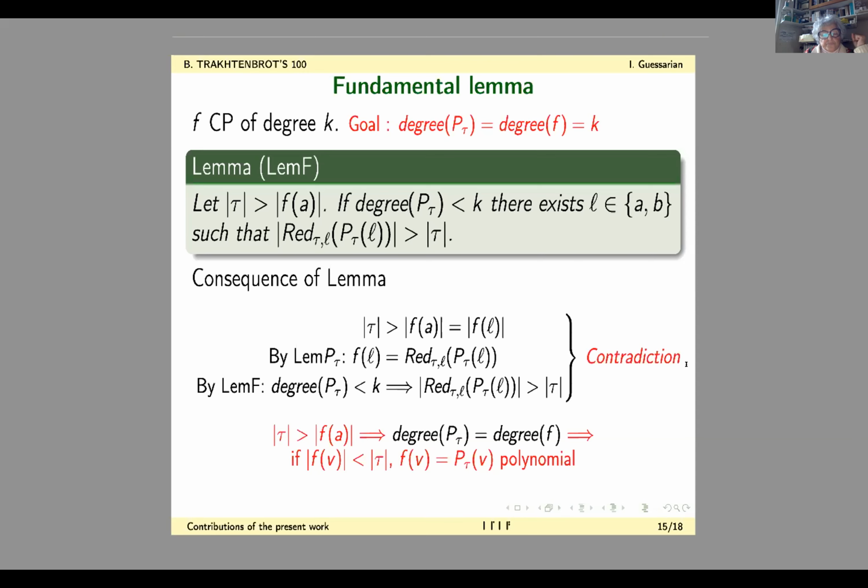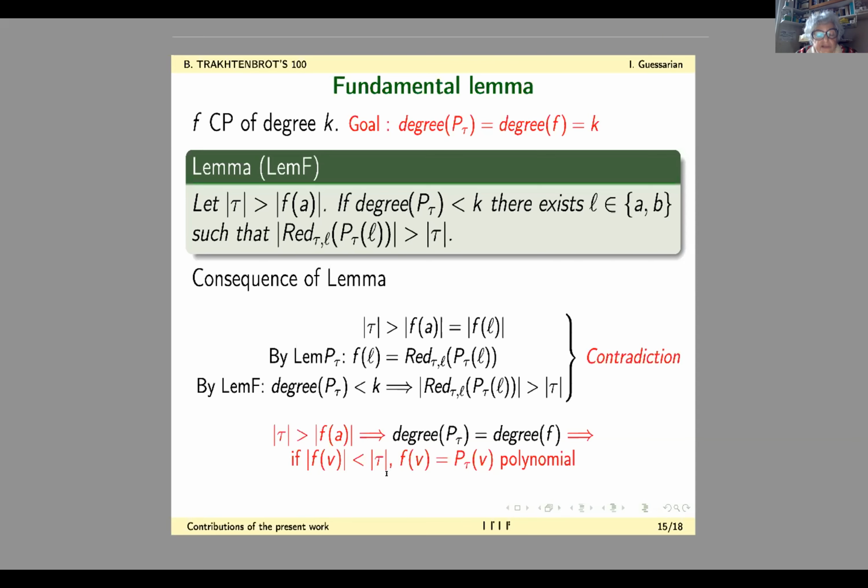Hence, tau larger than the length of f of a implies equality of degrees, and implies that for all nice v's, f of v is equal to p tau of v. So f of v is polynomial on all those v's, partially polynomial on the v's that satisfy this condition.